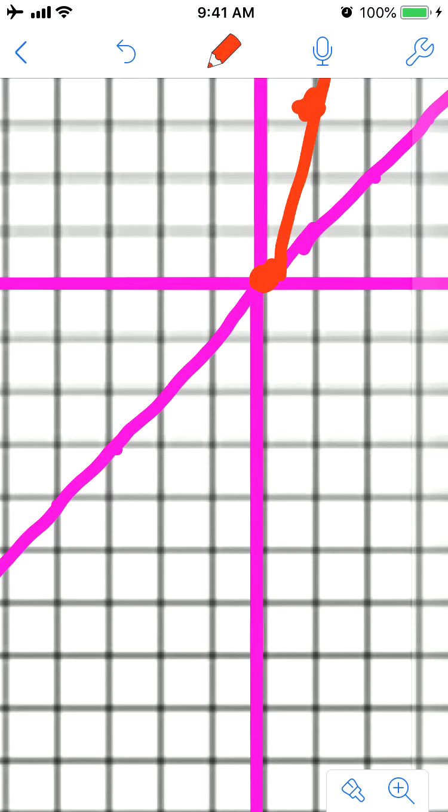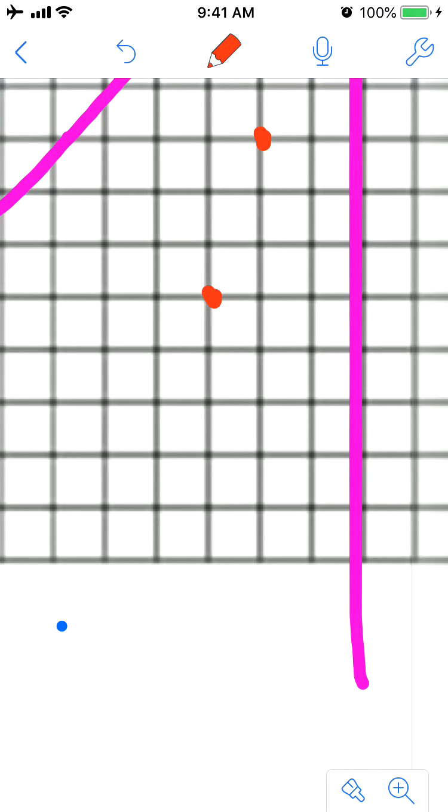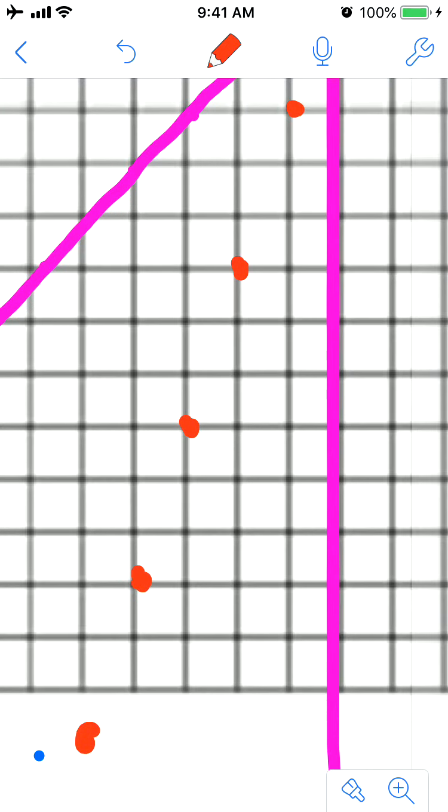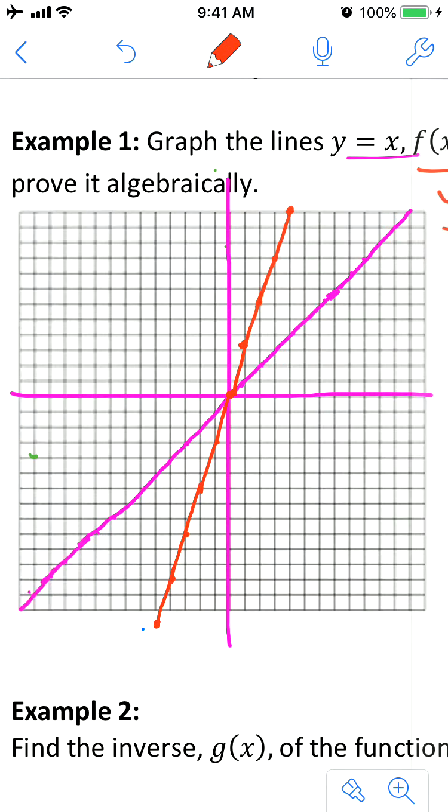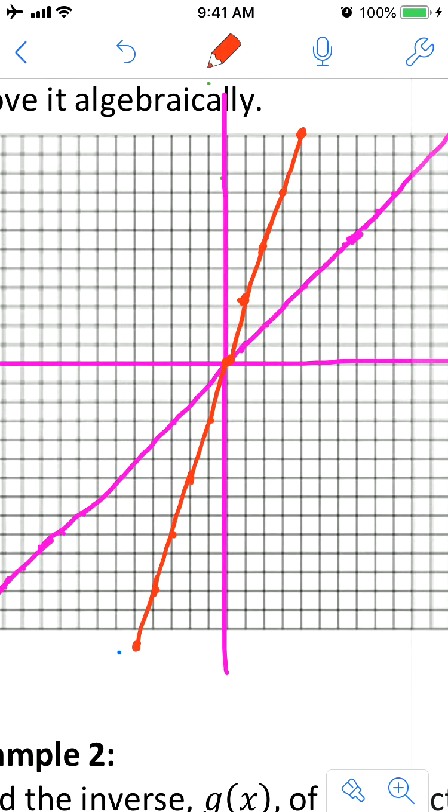Okay, there's the top half, and then I'll go back 3, down 1, back 3, down 1, back 3, down 1, back 3, down 1, and then I'm going to go off the screen a little bit, or off the graph paper. And then I will connect the dots. Okay, so there's a very accurate 3x, right? y equals 3x. That's the slope of 3 going through the origin.